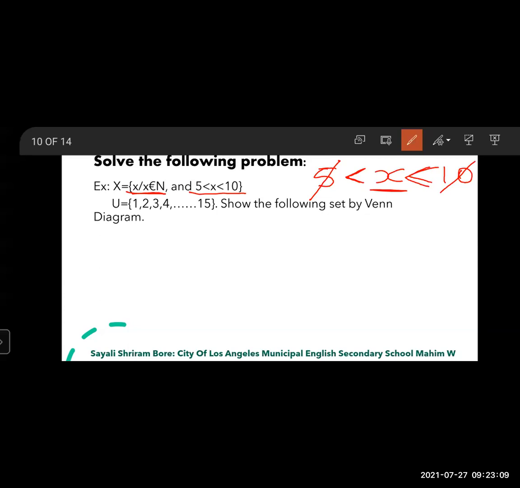Okay, so first convert it into the listing form. Let us write the set X. X is equal to, x lies between where and where? 5 to 10, but you will not include 5 and 10. So it will be 6, 7, 8 and 9. And U is equal to, they have given 1, 2, 3 till 15. So here, how can you draw the Venn diagram of this?